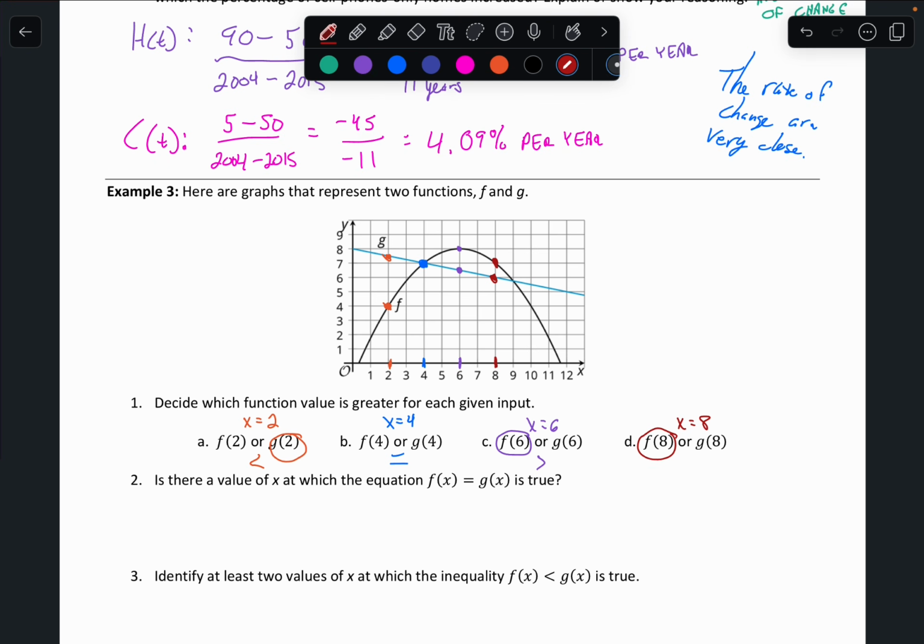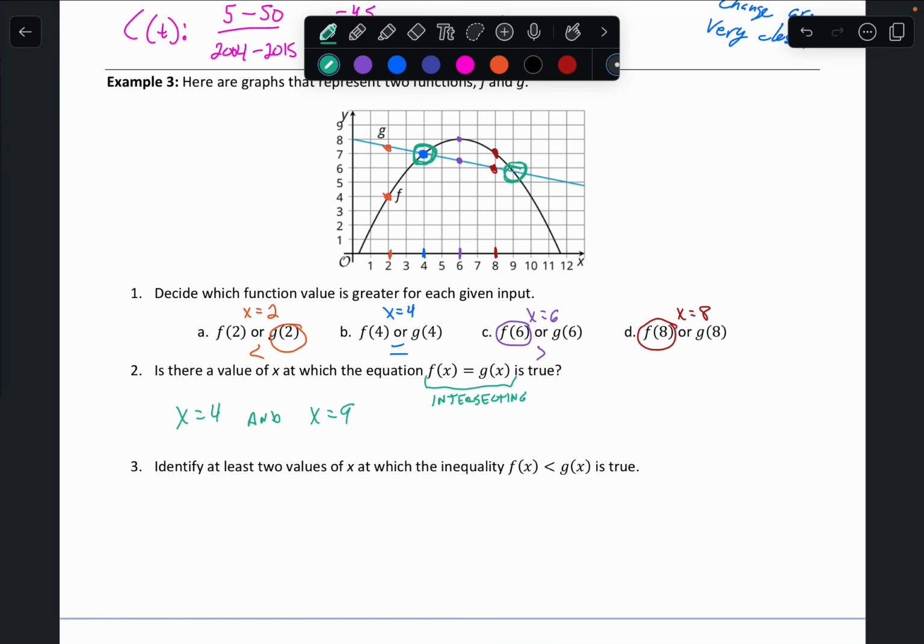Then number 2 asks, is there any value of x at which the equation f of x equals g of x is true? Well, if they're equal, they need to be intersecting. So look for where they're intersecting. They're intersecting at 2 places here: when x equals 4, and right here when x equals 9. So those are the 2 values of x at which these 2 functions are equal because they have the same exact output.